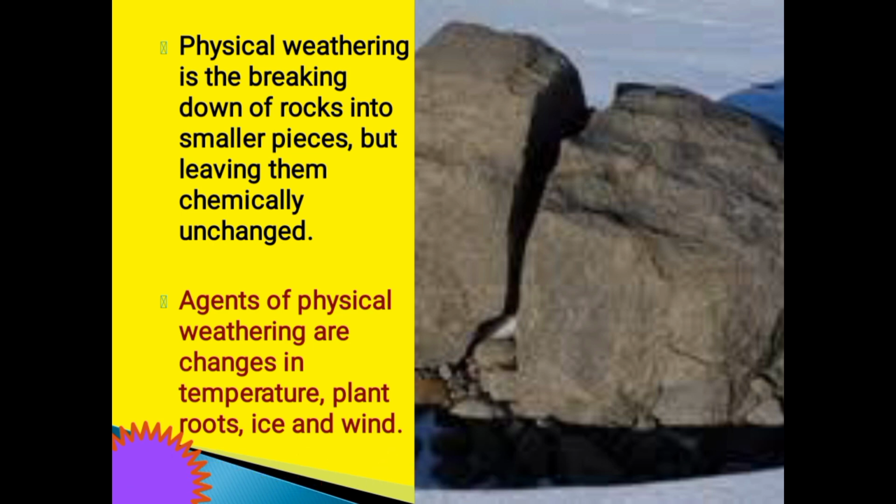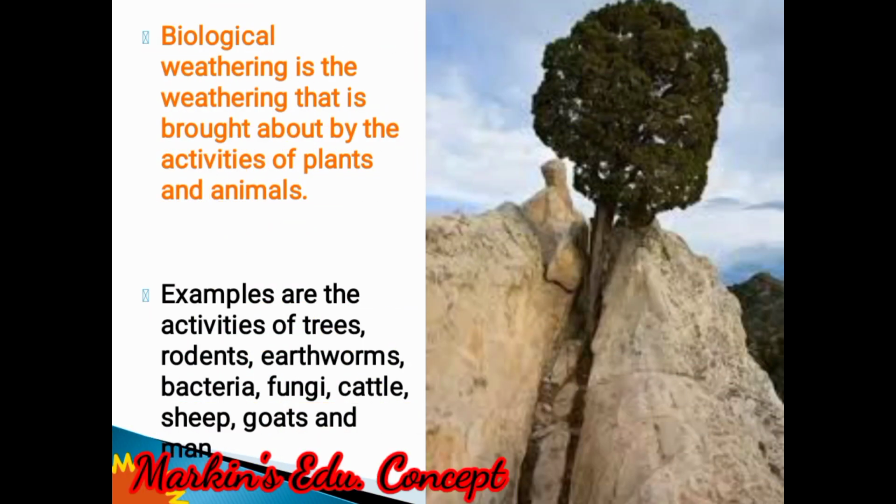This is chemically unchanged. So agents of physical weathering are changes in temperature. When there are changes in temperature, it facilitates physical weathering. Plants' roots, ice, and wind. We'll go to the last one, biological weathering.